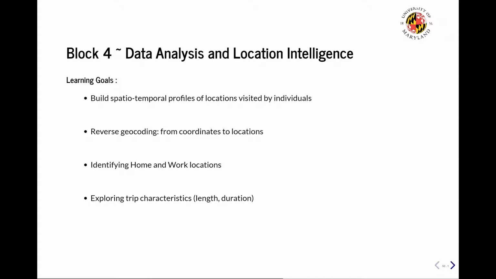The learning goals for this block are, first, to build a spatiotemporal profile for locations visited by individuals. Second is to learn reverse geocoding, changing coordinates to locations. Third is to identify home and work locations for one particular user. The fourth one is to explore trip characteristics like length and duration.